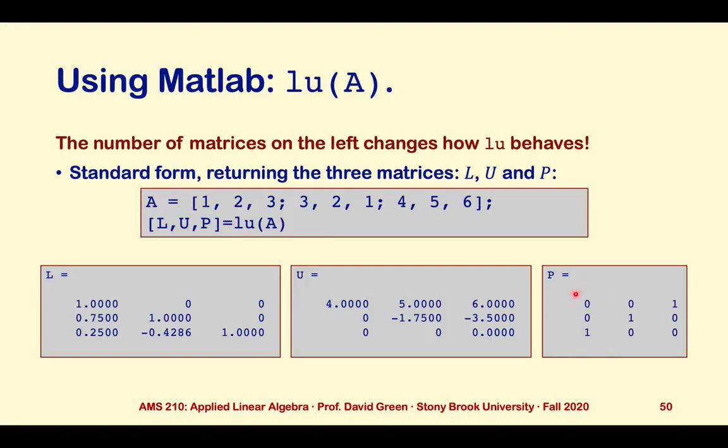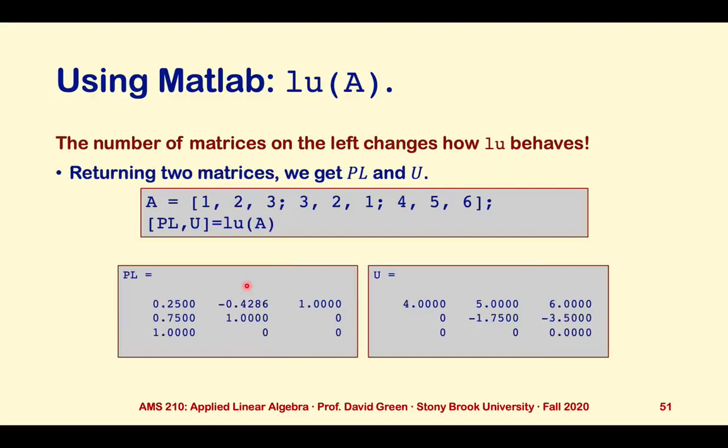If you take a look here and your P looks like the identity matrix, it means that Matlab has returned an LU decomposition that didn't need row exchanges. If this is not the identity, then row exchanges were needed. This is the standard form I would recommend you use.